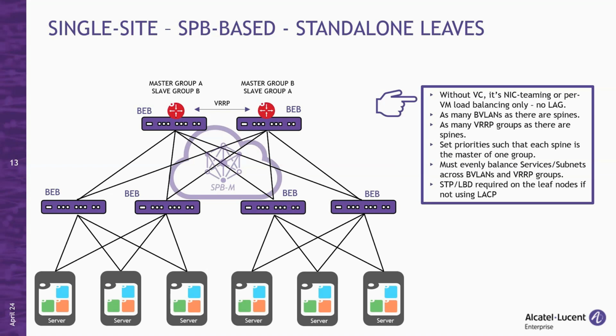To achieve load balancing on the spines, VRRP is required on the spine nodes, and subnets will be split between the spines. There will be as many VRRP groups as there are spines, and the priority of each group will be set such that each spine is the master of one group. This will evenly balance the traffic across the BVLANs and the VRRP groups. In case you are not using LACP link aggregation on the hypervisors, you should configure spanning tree protocol, and you should enable loopback detection on the BEB leaf nodes.